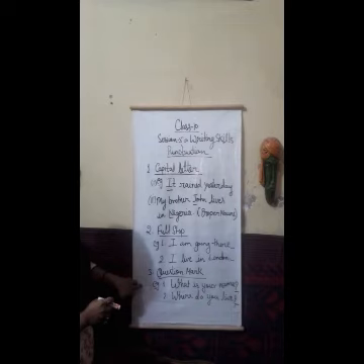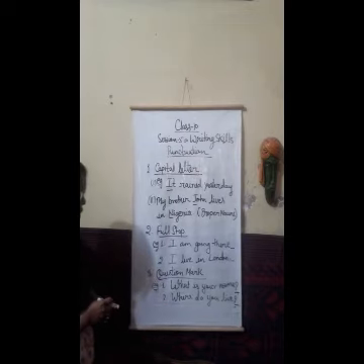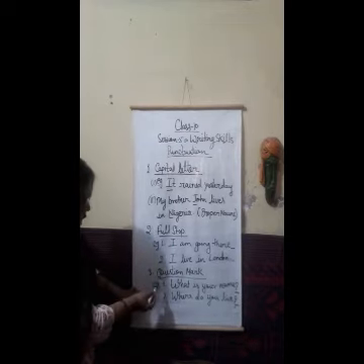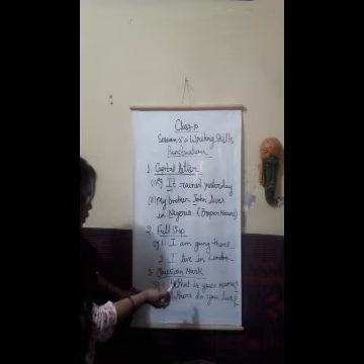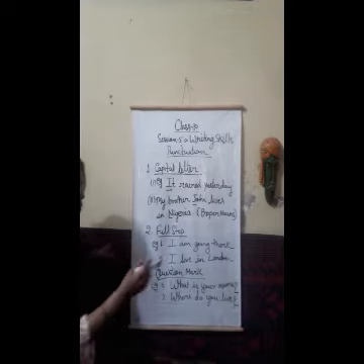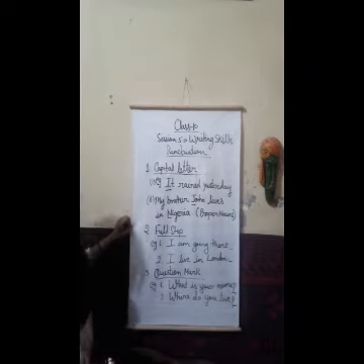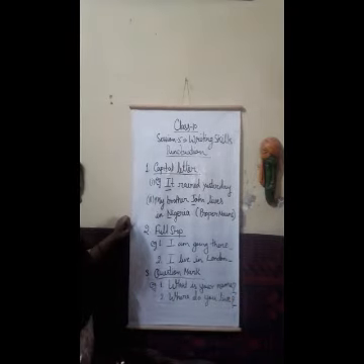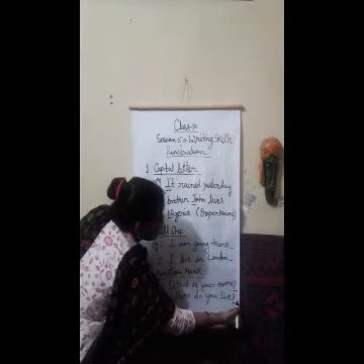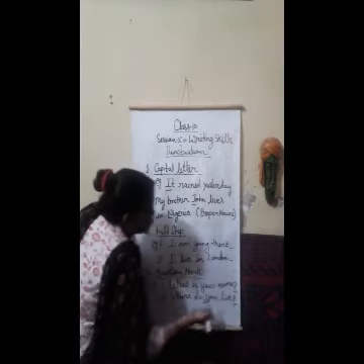The next punctuation is the question mark. Example: What is your name? Here you can see the question mark. Another example: Where do you live? Again you can see here the question mark.